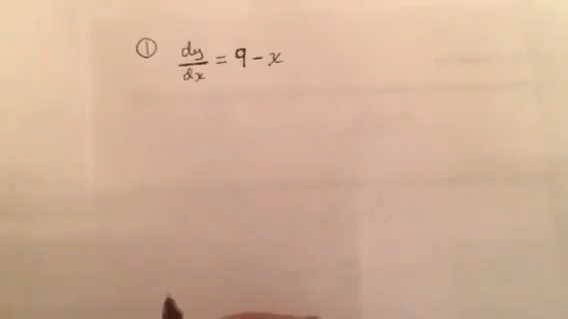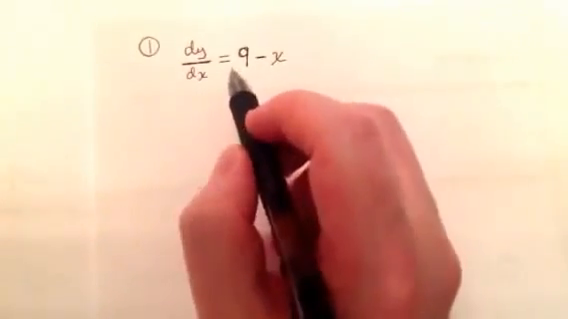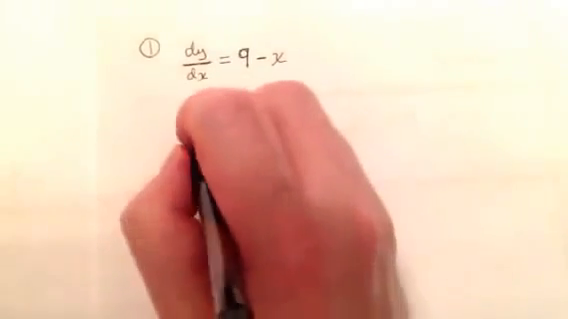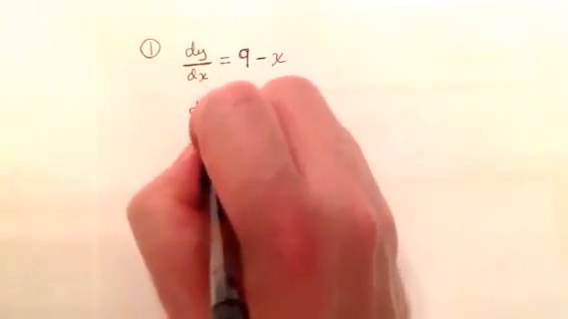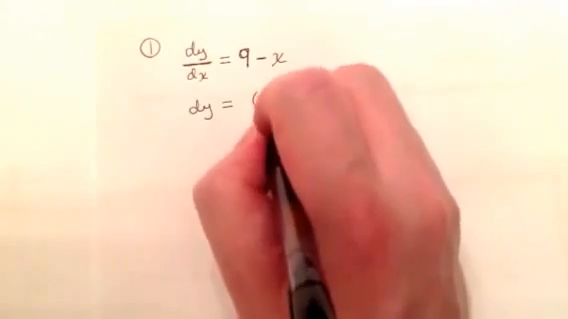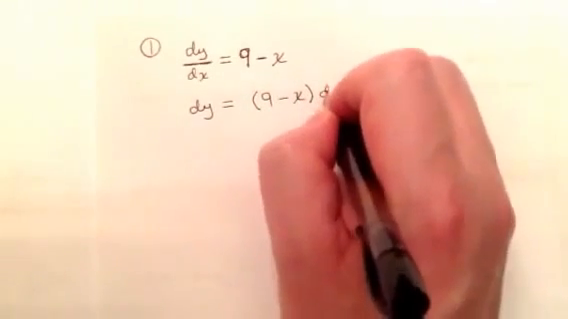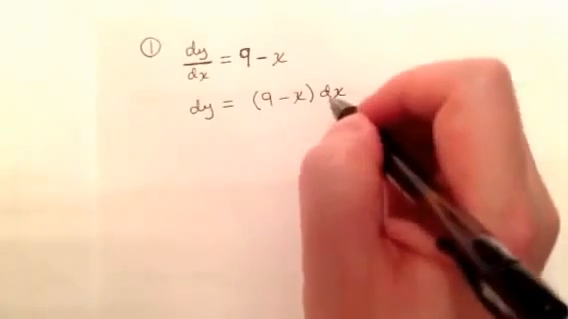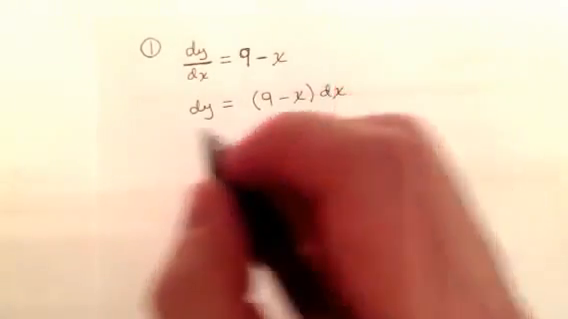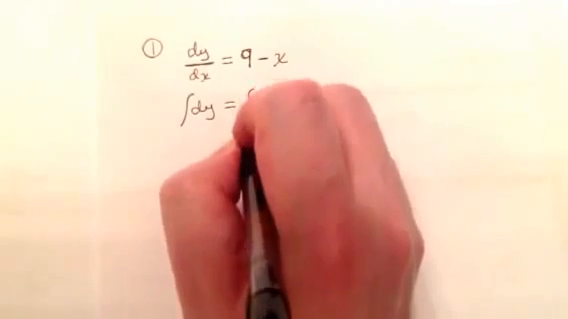So what we can do is separate dy from dx, multiplying the equation on both sides by dx, and in this case we have that dy is equal to the quantity of 9 minus x dx. And upon separation of the differentials, we can integrate on both sides.